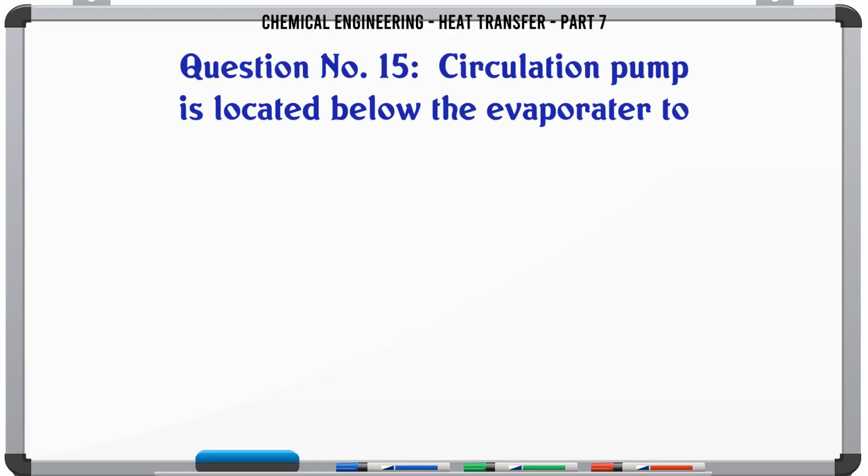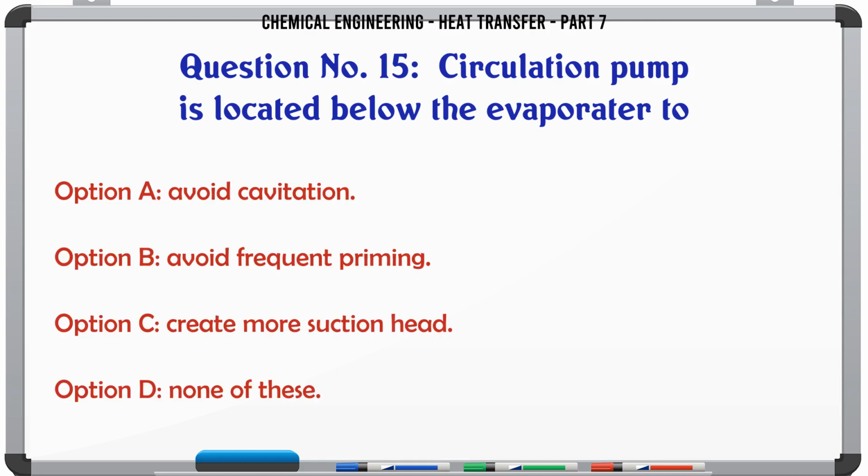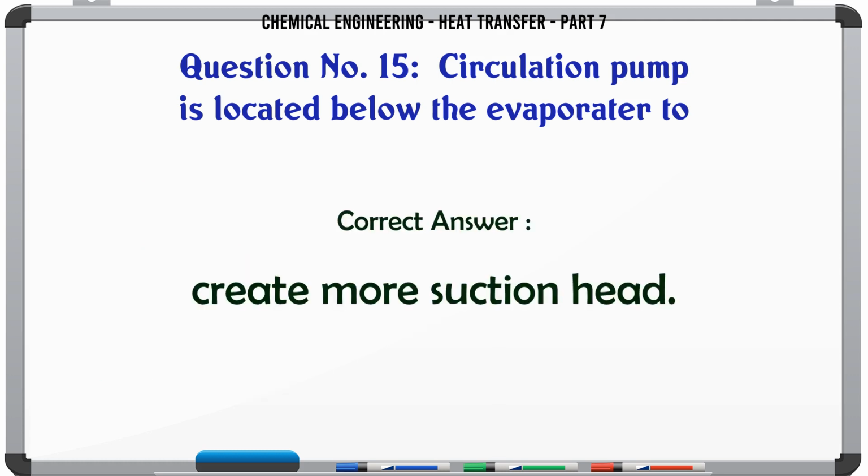Circulation pump is located below the evaporator to A. Avoid cavitation. B. Avoid frequent priming. C. Create more suction head. D. None of these. The correct answer is create more suction head.